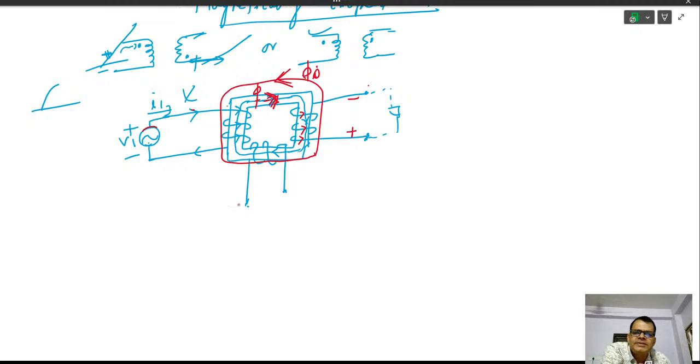In a similar fashion, you can calculate for this coil, let's say coil 1, coil 2 and coil 3. So the current direction will be simply, what will be the current direction? This one. That means this will be positive and this negative, right?